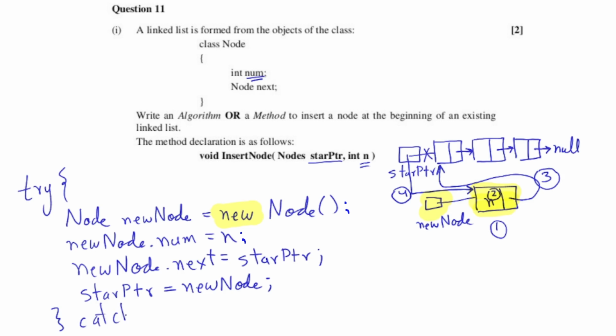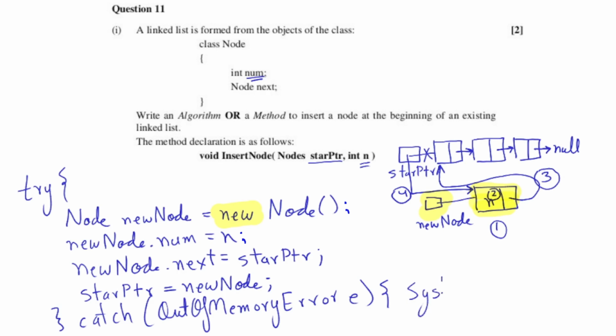So we'll catch it by saying out of memory error. That's what they call it, out of memory error. And if it is thrown, we'll say System.out.println overflow. And this takes care of our insertion of a node at the beginning of an existing linked list.